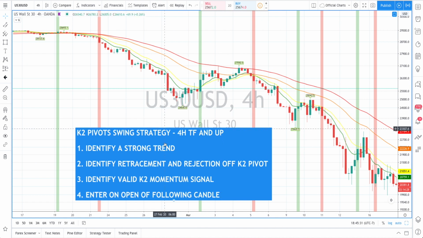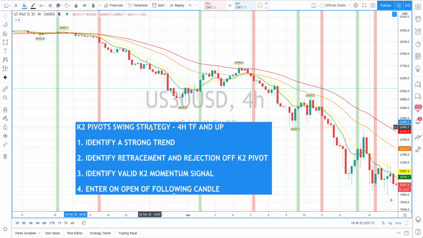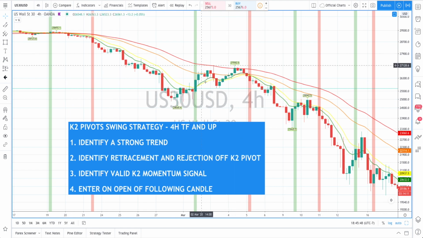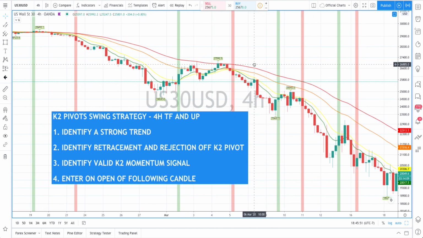So once the first requirement is met, next you want to identify a retracement and rejection off a K2 pivot. So as you can see right here, price is trending down pretty strong, and then from this point right here, price retraced upwards and rejected off this K2 pivot over here. So once those two requirements are met, you just need to identify a valid K2 momentum signal.